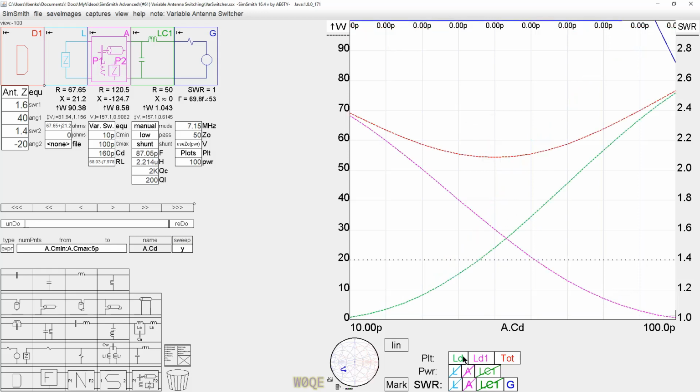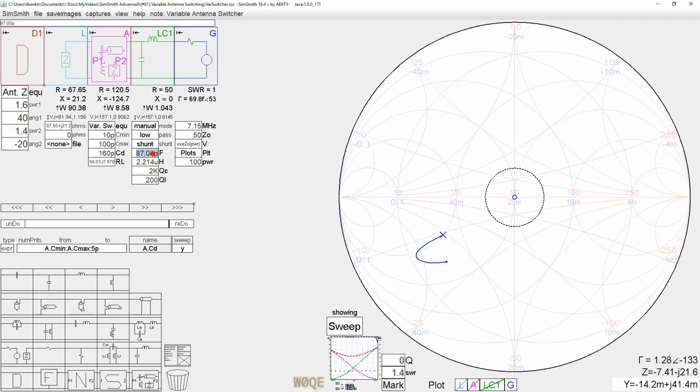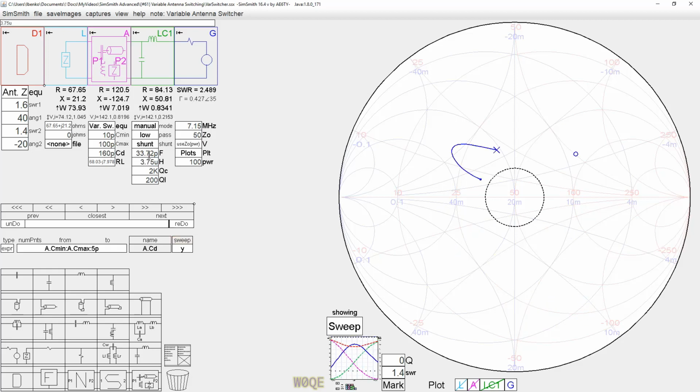This is going to be hard to probably match now. We're way off to the side here. Yeah, I don't think... Now we're getting close. And the capacitance has pretty much gone to zero. This L network is not a good network to use here, perhaps.